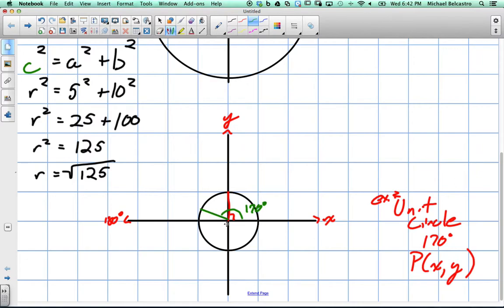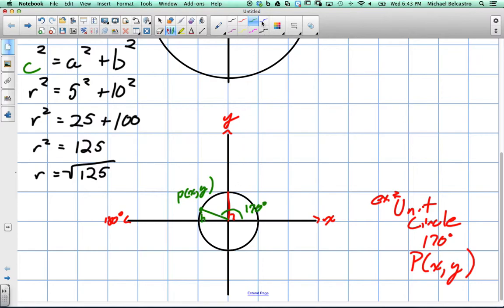The radius is still a distance of 1. In this question, they want us to find what the coordinate would be. So this is our P, and X and Y. Okay, so they want to know what the coordinate would be. Well, we can do the exact same thing we did before. We can create a right-angled triangle.